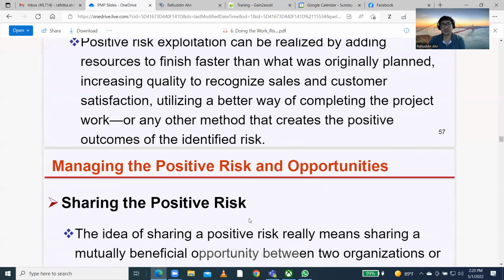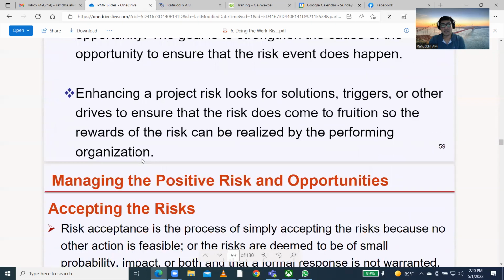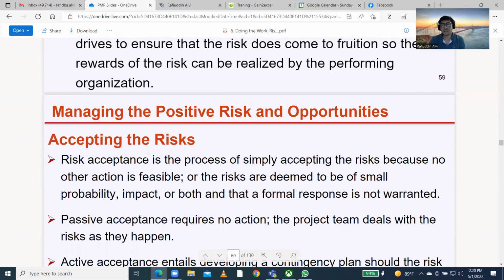Okay, so enhancing means a project risk looks for a solution. A trigger or other device to ensure that the risk does come to fruition, so that the reward of the risk can be realized. Enhance means how you can deal with this, how you can spend money if something occurs. Accepting the risk means how you'll accept the risk. Risk acceptance is the process of simply accepting the risk because no other action is feasible. Sometimes there's no choice, you need to accept the risk. That is called accepting the risk.